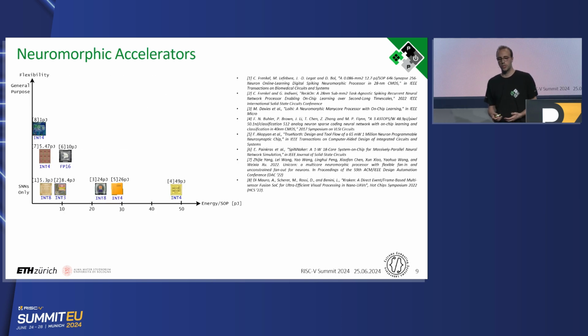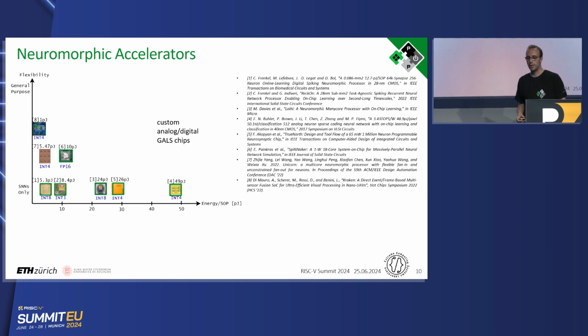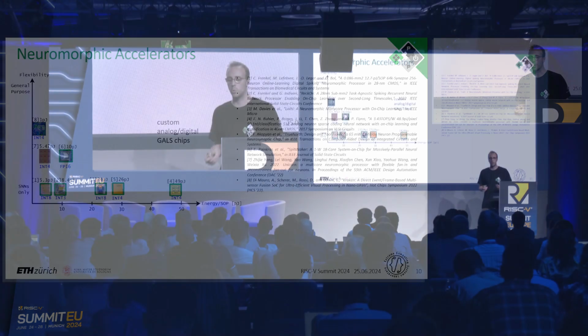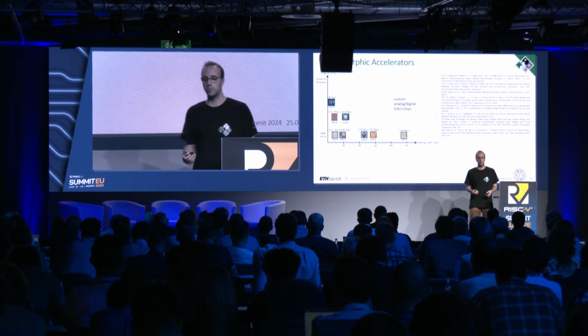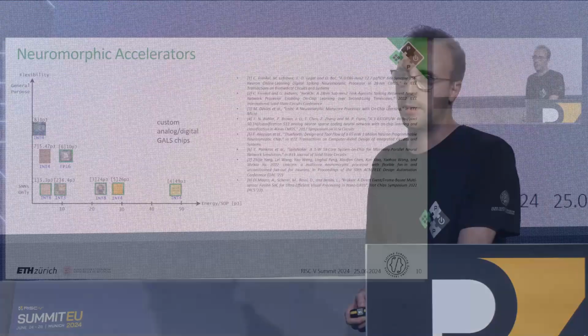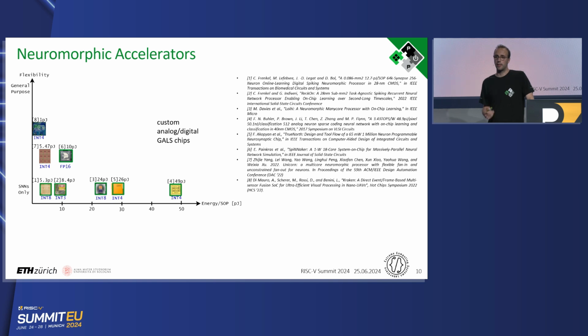So in order to tackle this challenging workload, many neuromorphic processors have already been developed. On the y-axis, you can see the flexibility or the programmability of these accelerators, while on the x-axis, you can see the energy per synaptic operation, which is the energy cost to accumulate one weight. These accelerators can be split into mainly two families: custom analog or digital globally asynchronous locally synchronous SoCs. And these accelerators are entirely tailored to run only these kinds of models, so they are not very flexible, and they are very difficult to program.